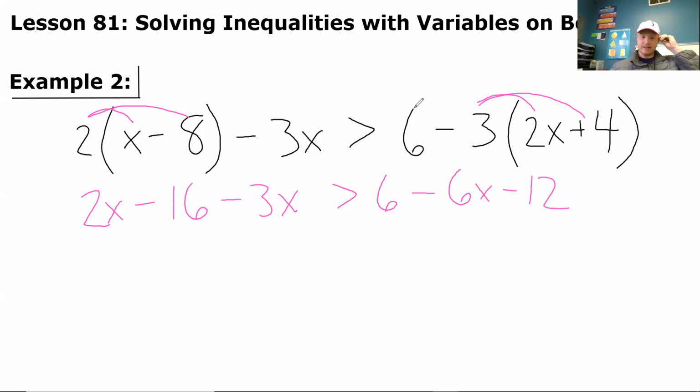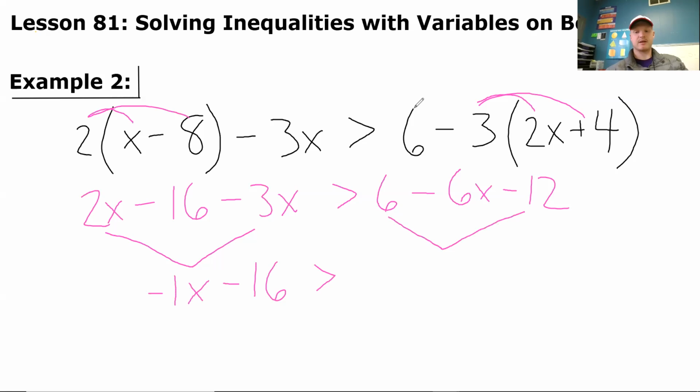Now, add like terms before we do anything. So on the left side of our equation, we have a positive 2x and a negative 3x. When we add those two together, we're going to get a negative 1x or just negative x. Either way is okay. And then we have minus 16 is greater than, so over here we have a positive 6, negative 12. So adding our like terms again, that's going to be negative 6 minus 6x.